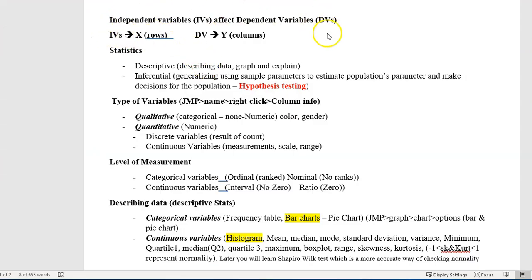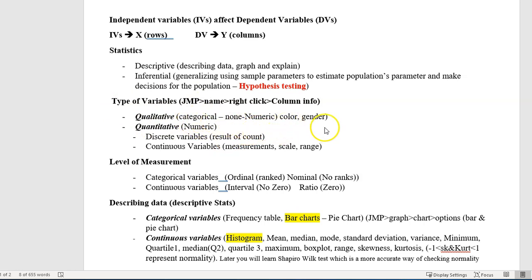So once again, we went over what is IV and what is DV, independent variable and dependent variable. Don't forget to put the independent variable in X on JMP, and the dependent variable goes to Y. Don't forget we have two types of statistics: descriptive, describing data or graphing and explaining data. Inferential is generalizing, and the best example is hypothesis testing. Types of variables: qualitative and quantitative.